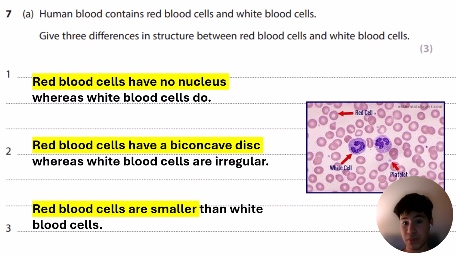Whereas white blood cells are irregular. Red blood cells are smaller than white blood cells. Also, you can see by the diagram above over here, these are real images from a microscope showing you the differences between the white blood cells and the red blood cells.